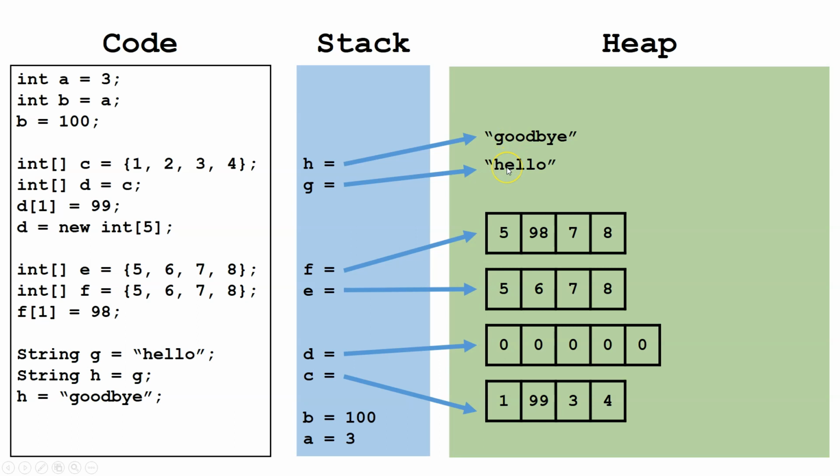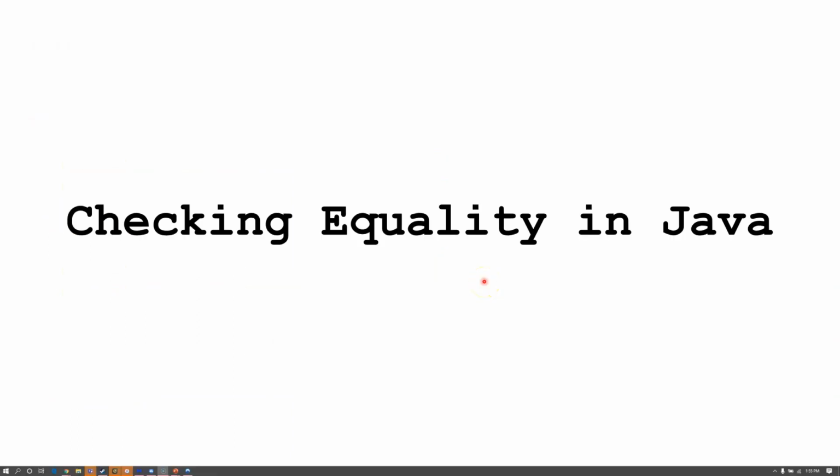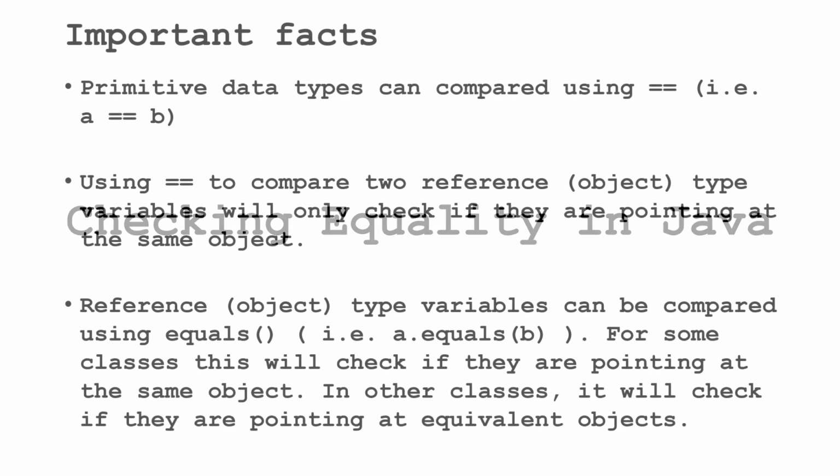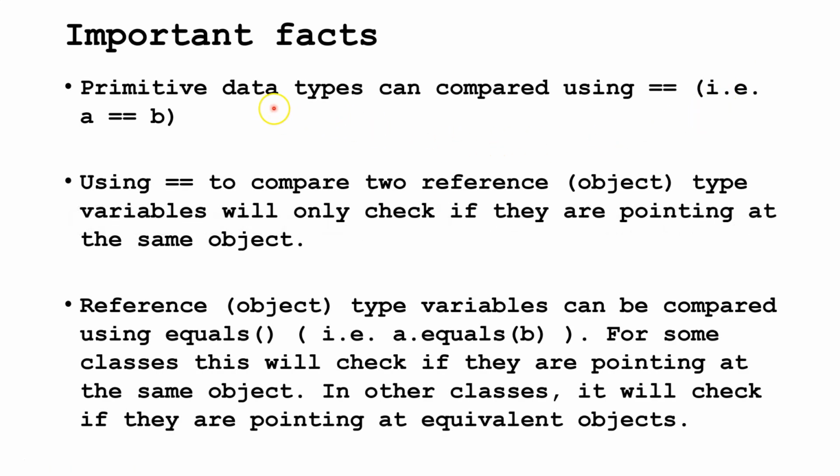In this Java tutorial, we're going to learn how to check equality of different data types. We'll discuss the different methods and what happens behind the scenes when you use each comparison method with different data. Some key facts to know. Primitive data types can be compared using double equals.